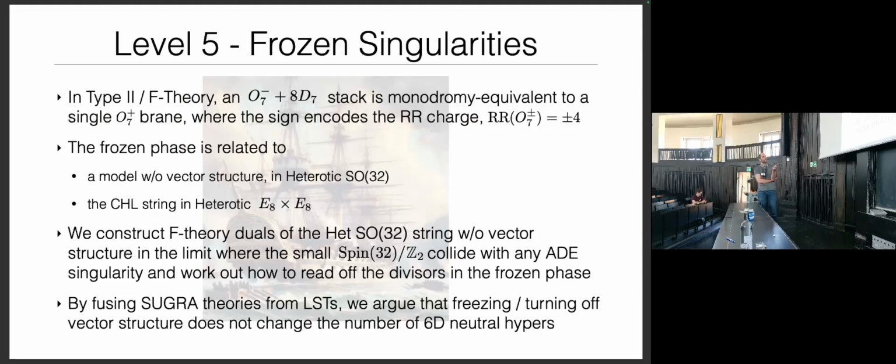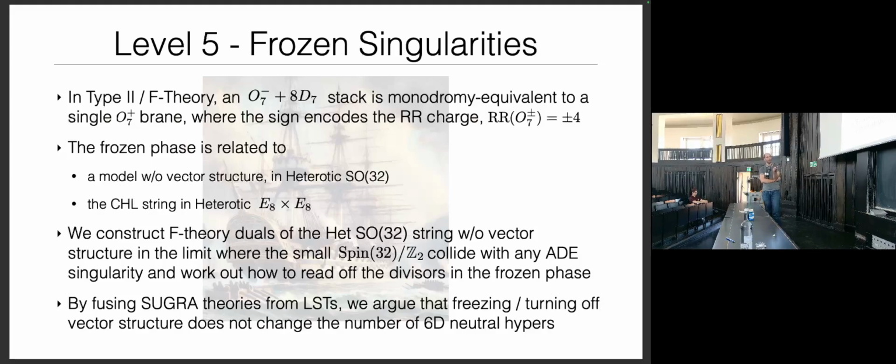And in the heterotic string, this frozen phase of exchanging the O7-minus for an O7-plus is known to be related to a model without vector structure in the heterotic SO(32) case, or to the CHL string in the heterotic E8 case. So now what we do is we construct the F-theory duals in the heterotic SO(32) case without vector structure, in the limit where we have a collection of small Spin(32)/Z2 instantons which collide with an ADE singularity. And then we explain how to read off the divisors in the frozen phase.